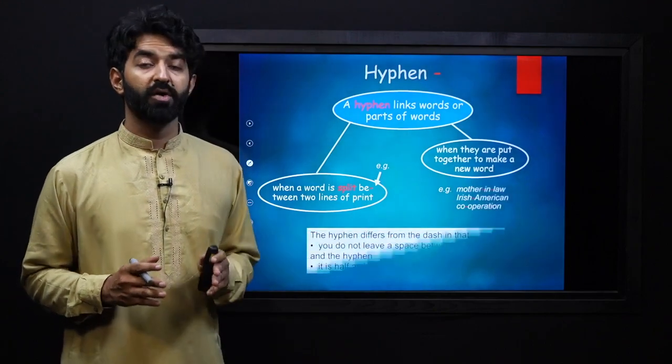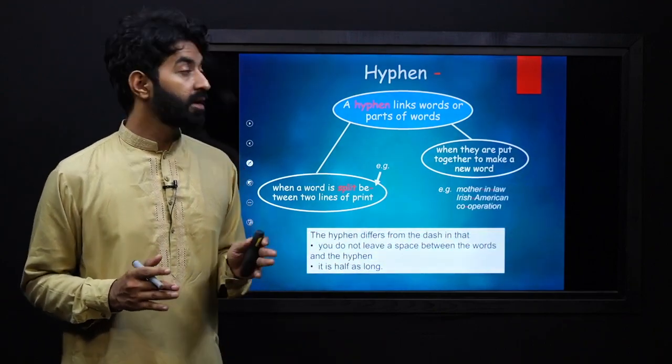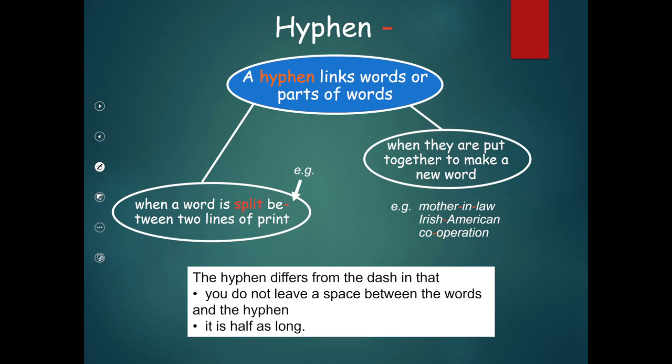So let's talk about hyphen. You can see it looks like a dash, but a dash is a little longer, and a hyphen is a little shorter than a dash. So a hyphen links words or parts of words. For example, when a word is split between two lines of print, or when words are put together to make a new word.